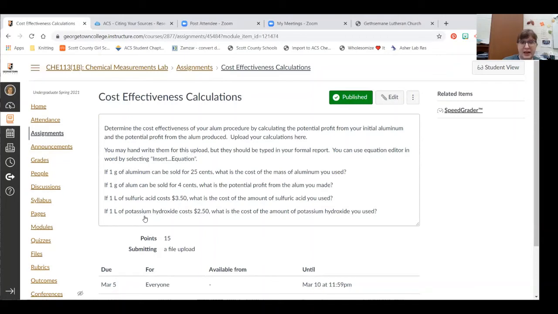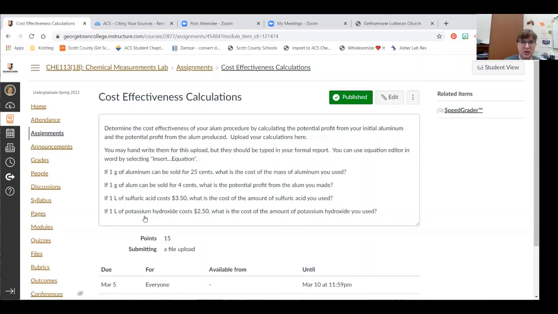So we're going to say, okay, I did 1.23 grams times that 25 cents. How many cents would that be? Now make sure that you keep in mind that the first 2 are listed in cents and the last 2 are listed in dollars. And the first 2 are in grams, which is what you measured. The last 2 are in liters, but you measured milliliters. So if you did 20 milliliters of sulfuric acid, that's 0.020 liters.